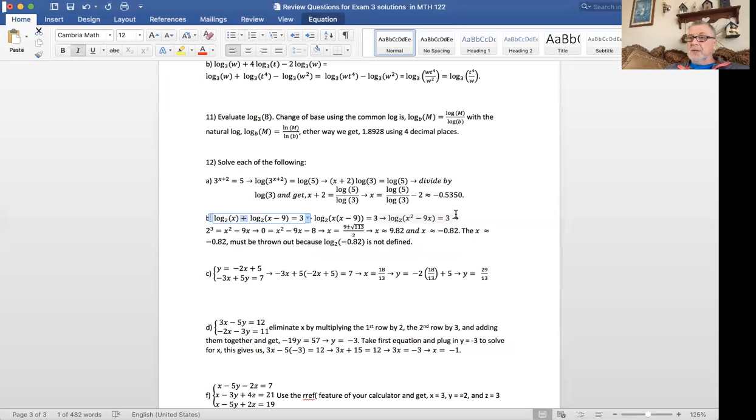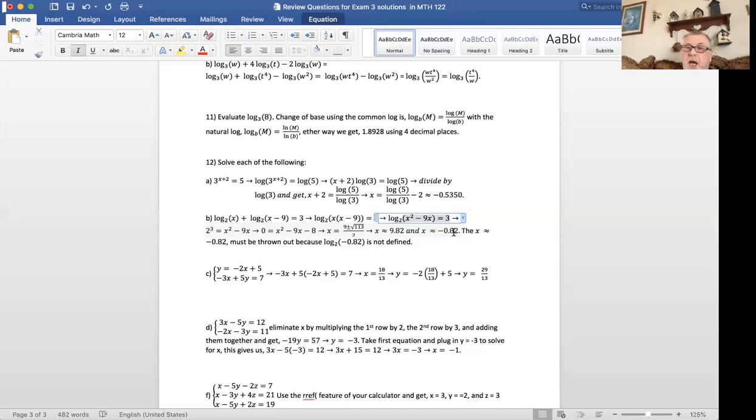We're going to rewrite as an exponent equation. So our base is 2, our exponent is 3, and it equals x squared minus 9x. So we have 2 to the third equals x squared minus 9x. Well, 2 to the third is 8. Since it's a quadratic equation, we'll subtract that 8 from both sides, getting x squared minus 9x minus 8 equals 0. Using the quadratic formula, we get x equals 9 plus and minus the square root of 113 over 2, which is approximately x equals 9.82 and minus 0.82.